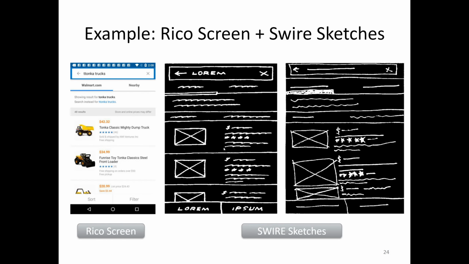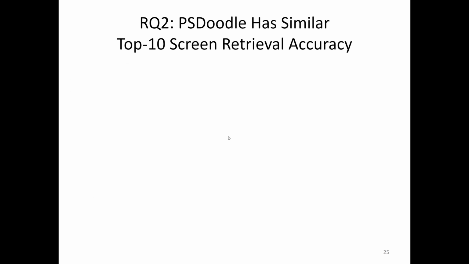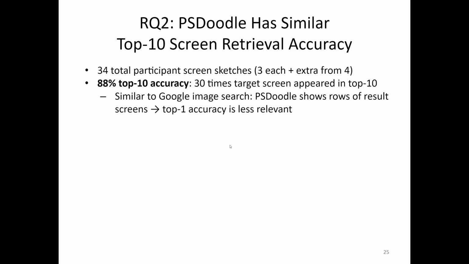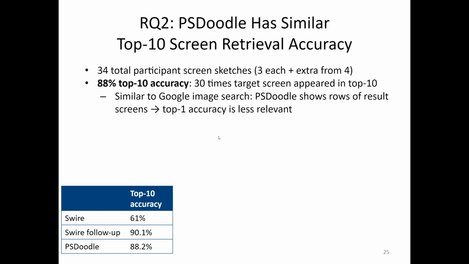This is an example of a request screen and their SWARE sketches. For research question 2, we want to highlight the top 10 search accuracy. We have 34 total participant sketches: 3 from all the participants, and 4 users attempted one additional time, so we yielded 34 total participant sketches. Among these 34, 30 times the screen appeared in the top 10 results, which is significantly higher than SWARE and the SWARE follow-up work.